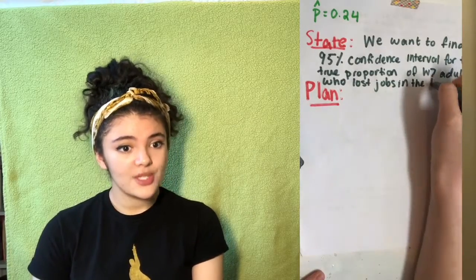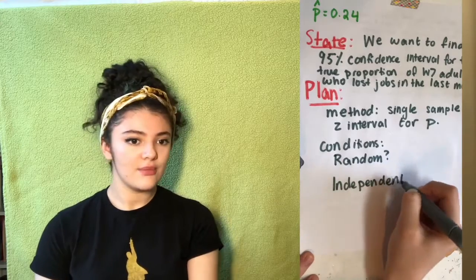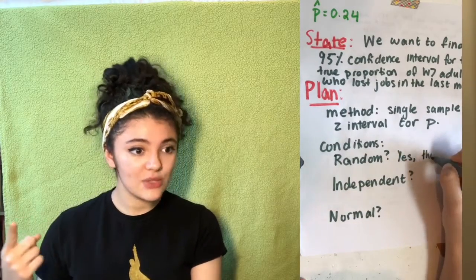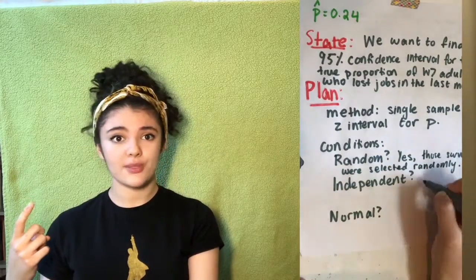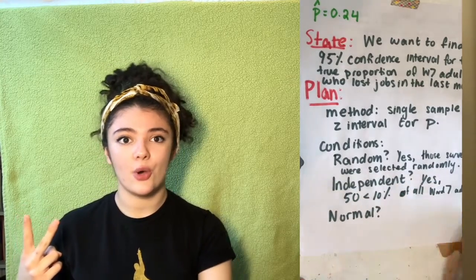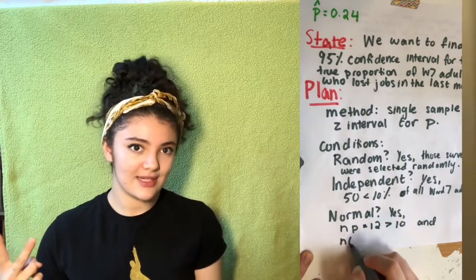In the last video, we talked about the conditions: random, normal, and independent. They're the same here. Those surveyed were selected randomly. The number of people who said yes is greater than 10, and the number of people who said no is also greater than 10, so this sample is approximately normal. And 50 people is less than 10% of all Ward 7 residents, so this sample can be considered independent.